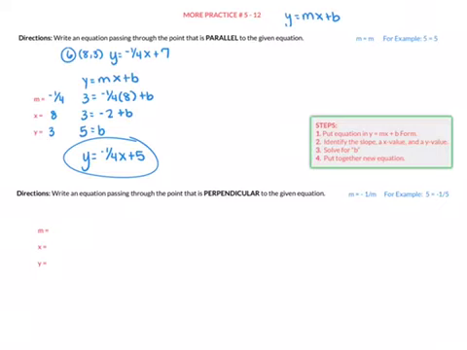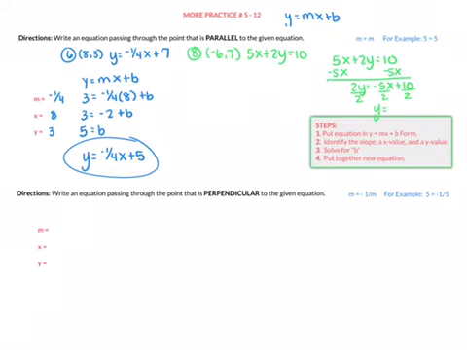For number 8, we're given the ordered pair -6, 7, and the equation 5x plus 2y equals 10. For step 1, we want the equation in slope-intercept form, so we do need to take a second to do some extra work here so that we can isolate the y. I'm going to subtract 5x on both sides. We're going to divide everything by 2 to finish isolating the y. And our equation is y equals -5/2 x plus 5.